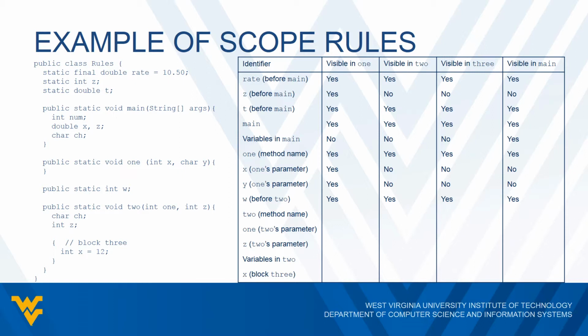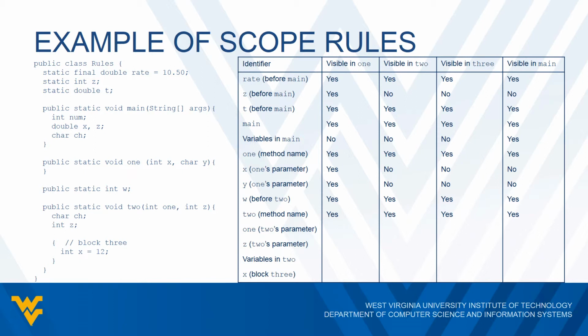As for W, it's a static int. It's declared outside of any method. And because it's static, we can use it in any of the other methods as long as we don't have W already declared. And in this case, I don't have W declared in main, so it's visible there. It's not declared in 1, so it's visible there. It's not declared in method 2 or in block 3. So sure enough, W in this case is visible everywhere in my program.